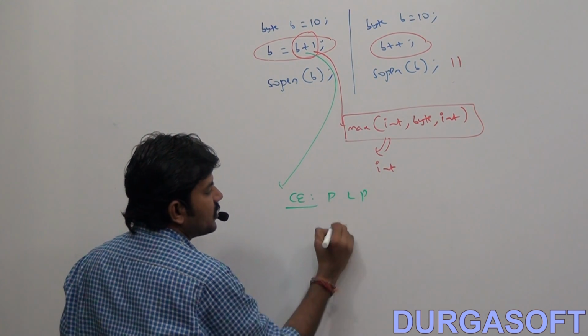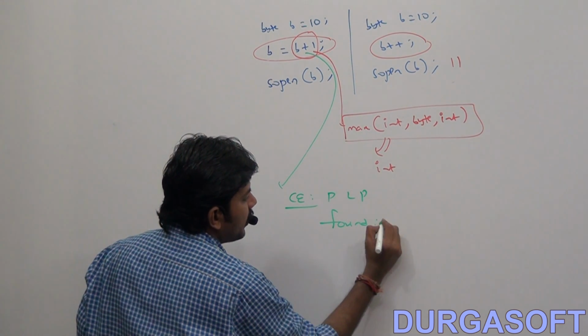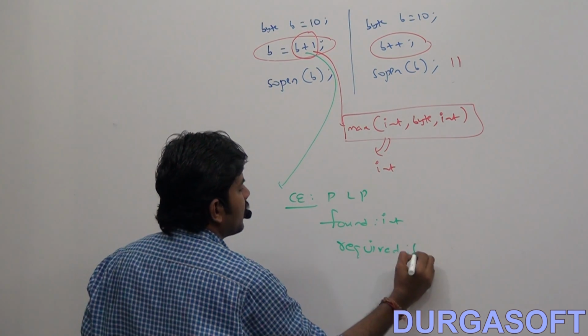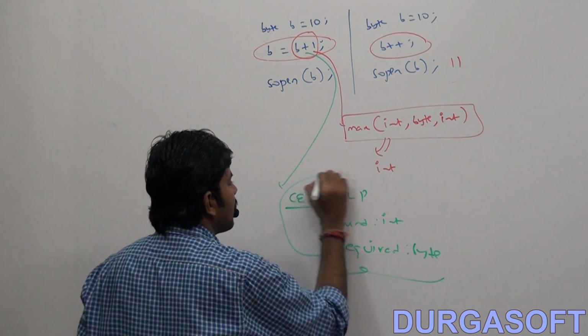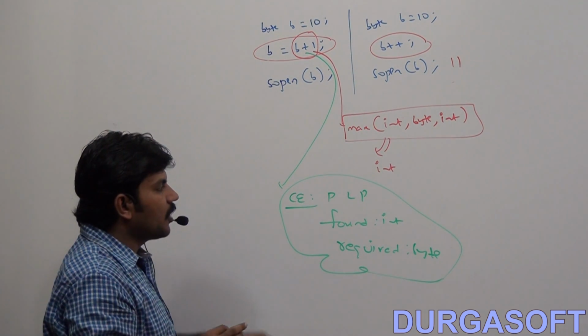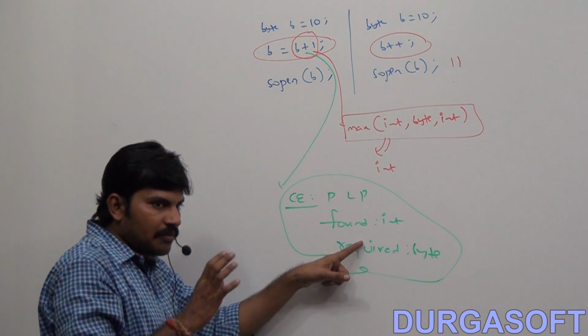Possible loss of precision, found int, but required is nothing but what? Byte. This is the compile time error we get by default. I hope you can see this very clearly. Possible loss of precision, found int but required byte.